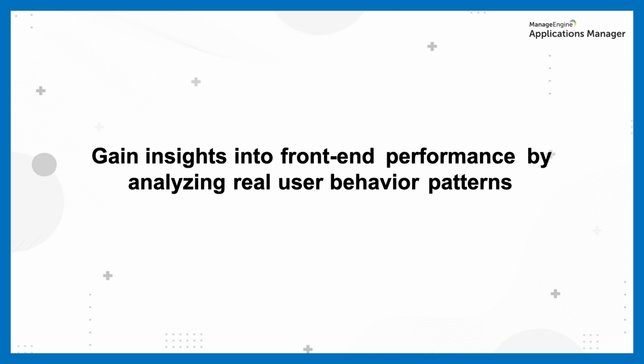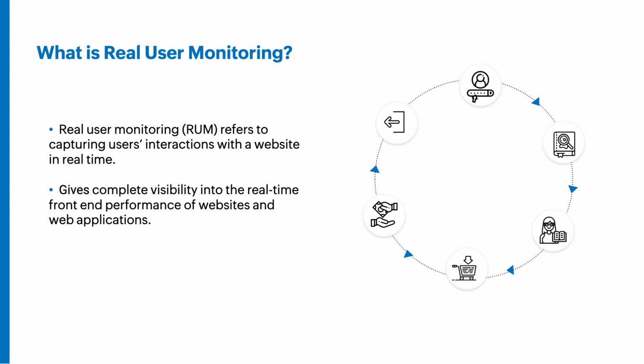So let us move on to our next topic, understanding web performance by studying real user behavior patterns. So what is real user monitoring? Real user monitoring refers to capturing users' interactions with the website in real time. This helps you analyze how your end users perceive your website. As businesses go digital and global, their websites are accessed from various devices and from multiple geographies. It's important to provide a consistent user experience across all geographies and devices.